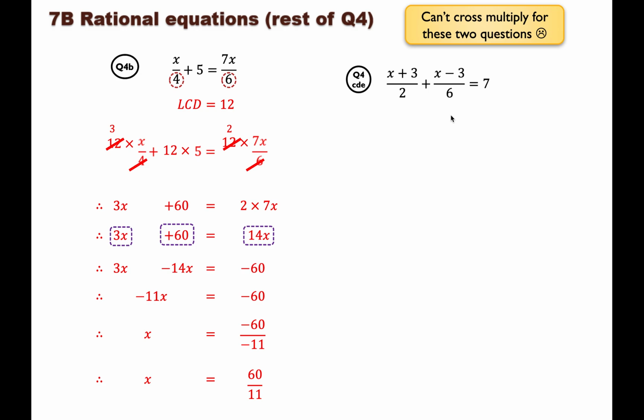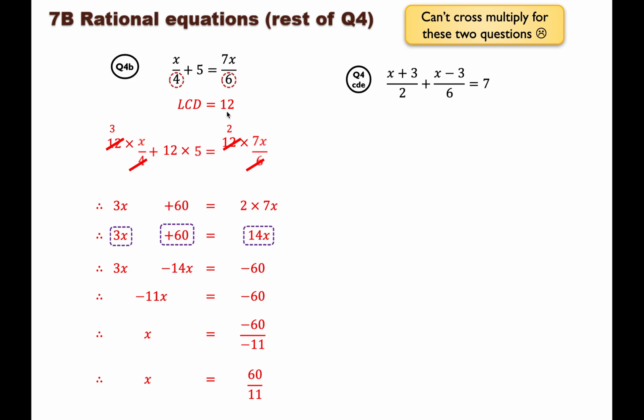Let's try another one. This one, I've got a fraction plus a fraction equals a whole number. I can do the same strategy. Number one, lowest common denominator. I've got a denominator of 2 and a denominator of 6. What's the smallest number that 2 goes into that 6 also goes into?